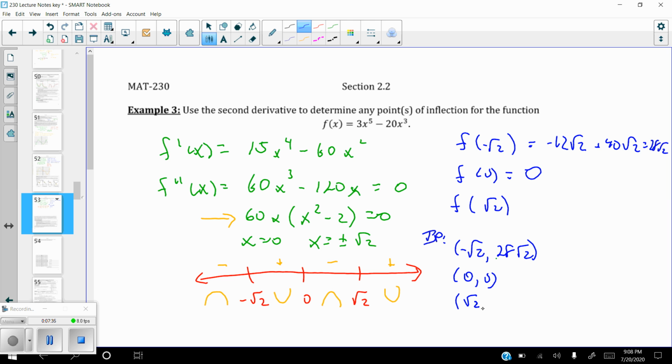And then I'm going to have an inflection point at √2, comma, whatever we get there. So let's see, √2 to the 5th power is 2 times 2, which is 4, times the √2. So we're going to get 12√2. I'm betting it's going to be just the opposite of the first one. And then, yes, it's going to be minus 40√2. So this one's going to be -28√2. Okay, not the easiest numbers to deal with there, but those are your inflection points. Those are the points where the concavity of the graph will change.